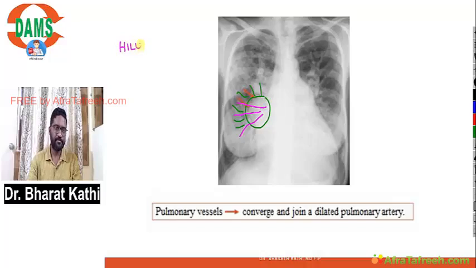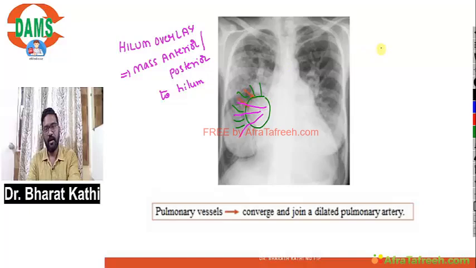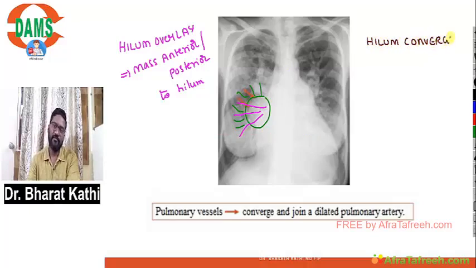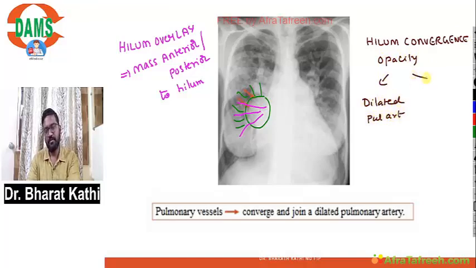So hilum overlay is used for a mass or abnormality anterior or posterior to hilum, whereas hilum convergence is to differentiate whether the opacity is a dilated pulmonary artery or a mass or lymph node enlargement. So I'll just write versus.